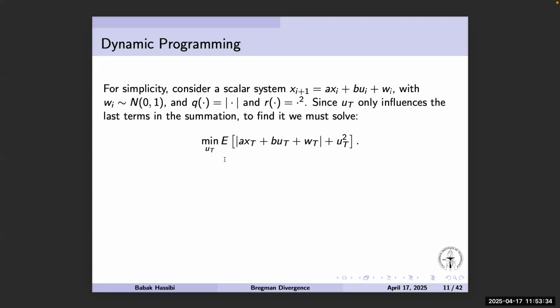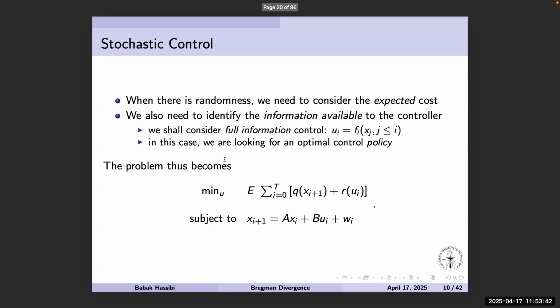Okay. And so the way people solve this is by dynamic programming. So you start at the very end. If you look at this expression here, I'm minimizing over all these u's, but u at the final time, u at time capital T, only influences x at time T plus 1. So the minimization over u_T I can do first because it's the very last.